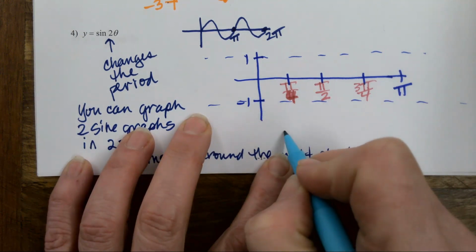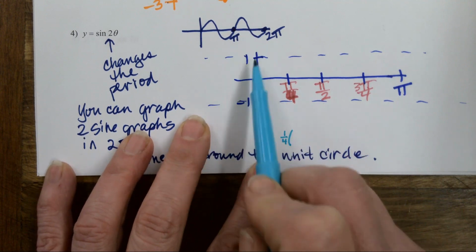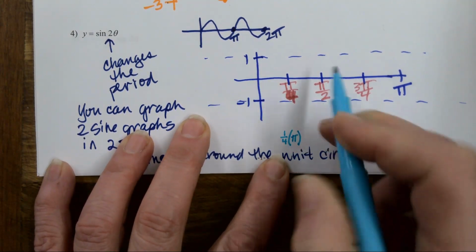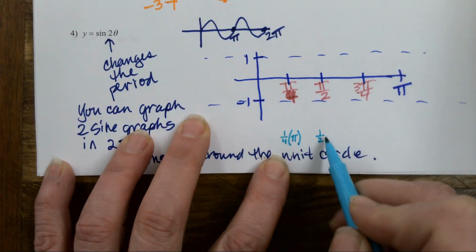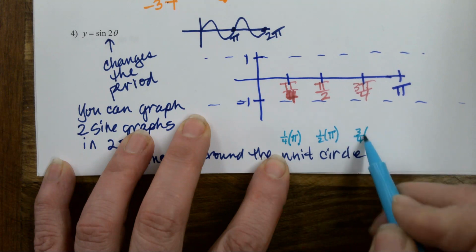This spot is 1/4. It's the quarter mark. We have 4 equally spaced spots. This spot is the quarter mark, so it's 1/4 pi. This is the half mark, so it's half pi. This is the 3/4 mark, so it's 3/4 pi.